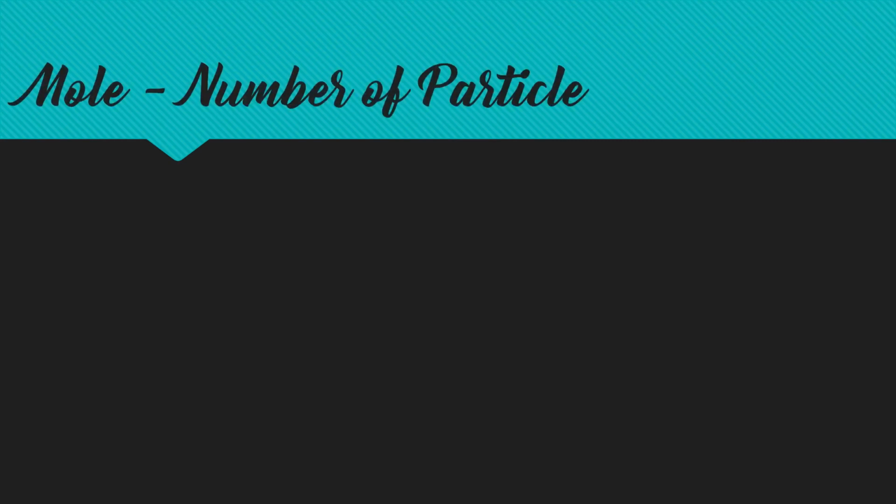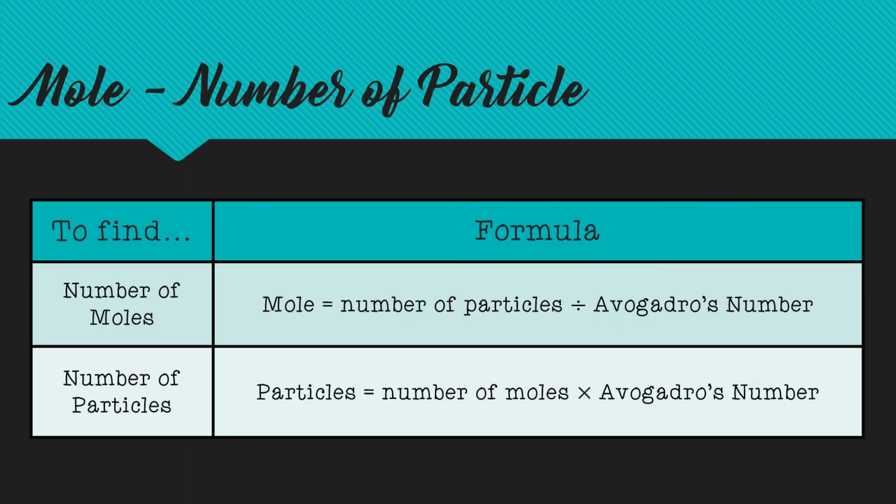Now, let us study about the relationship between mole and the number of particles. To find mole, you can use the formula mole is equal to the number of particles divided by Avogadro's number. To find the number of particles, use the formula particles is equal to the number of moles times Avogadro's number.